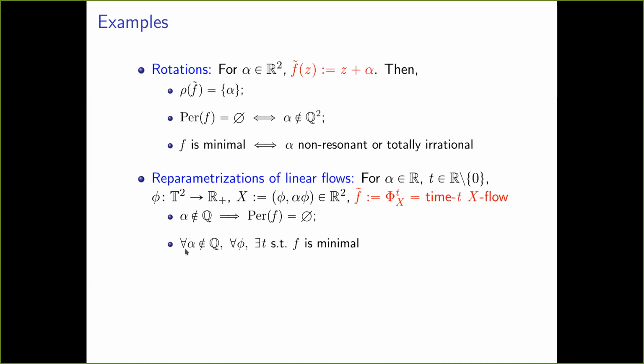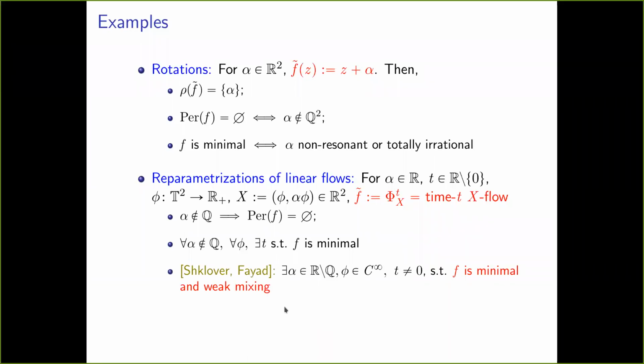In fact, you can show that for any alpha and for every function phi, there exists a generic set of times t such that f is minimal. But this happens for any minimal flow. And what about the rotation set? And what about the dynamical properties of these examples?